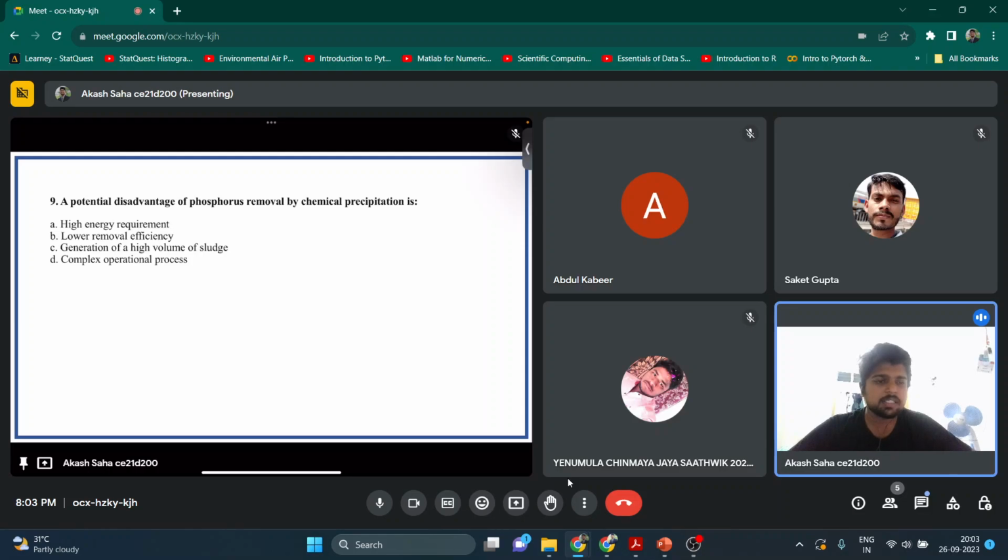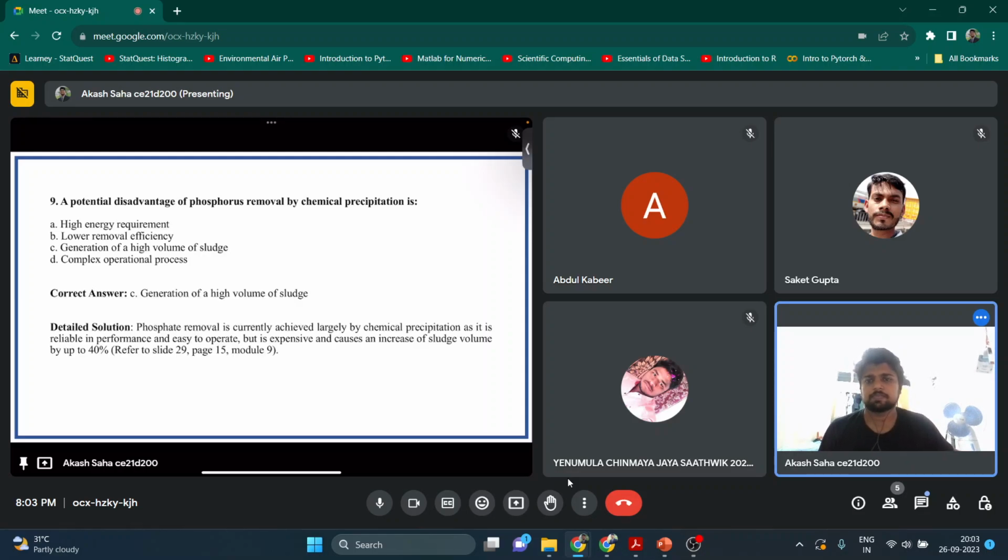So there is a large amount of sludge produced. This is the major disadvantage of any chemical precipitation process. Any chemical precipitation will have a large amount of sludge. So option C is correct, that it will produce a high volume of sludge.